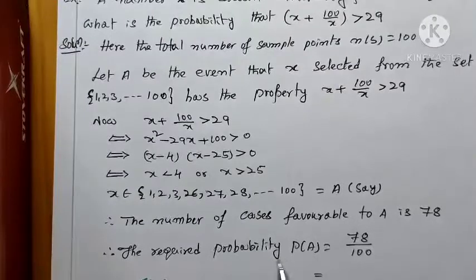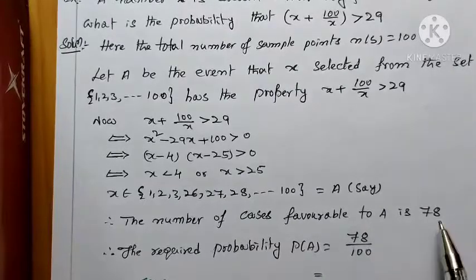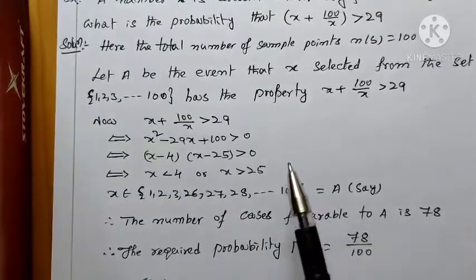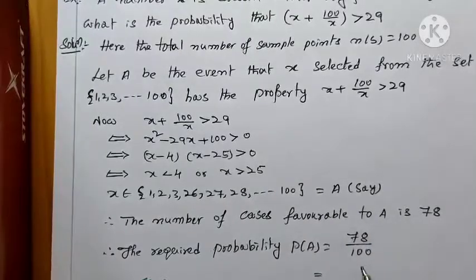The required probability P(A) is equal to number of favorable outcomes by total number of outcomes. Favorable outcomes are 78. Total outcomes, that means number of sample points, is equal to 100. So the required probability P(A) is equal to 78/100.